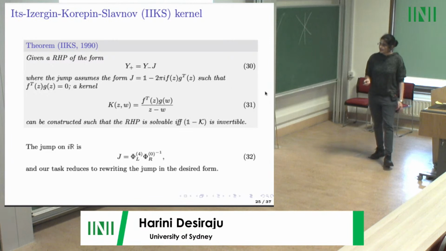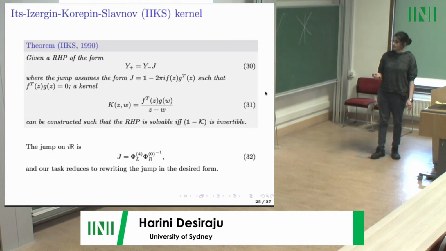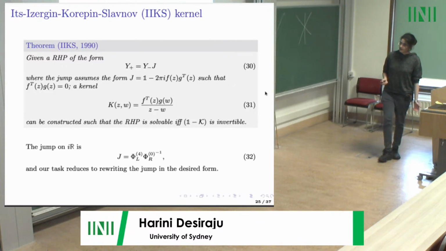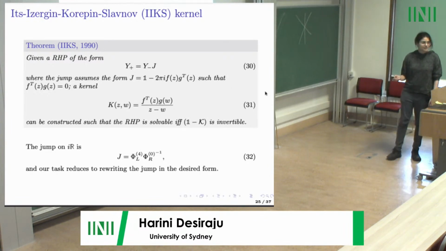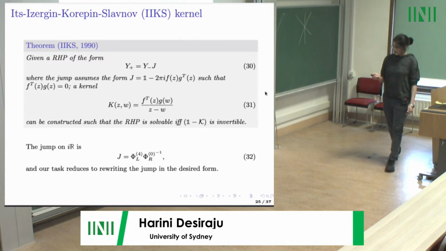So now the idea is, okay, I have a jump on the imaginary axis, which is given in terms of L4 and R0, which are all parabolic cylinders. Can I write this in this form? So now my problem has simplified from write the tau function for this very big problem to factorize this jump in a nice way. Okay.